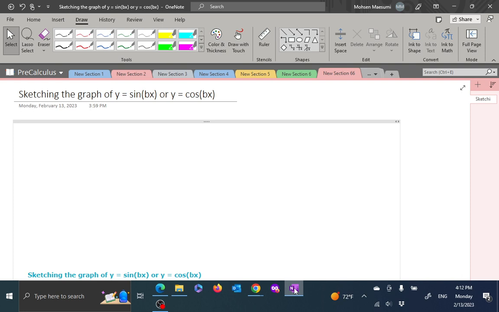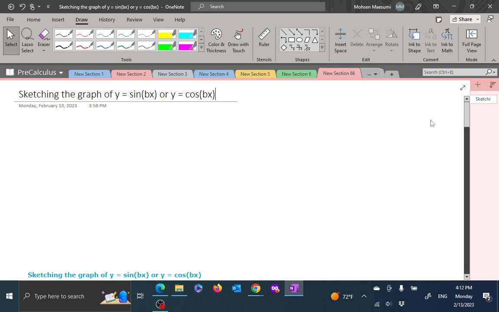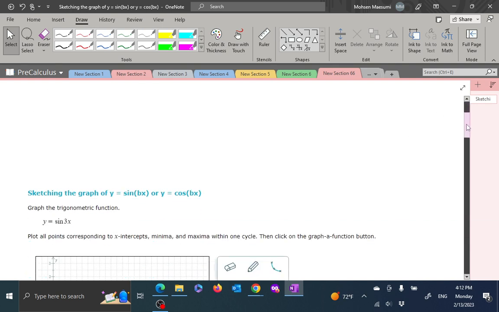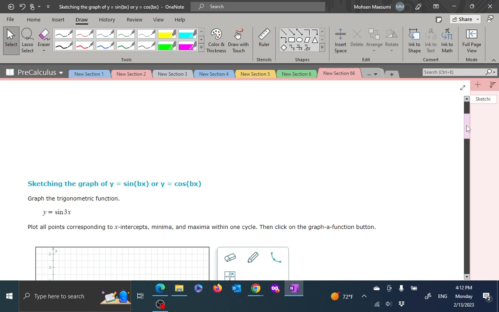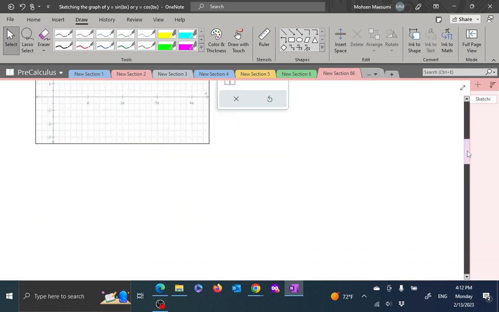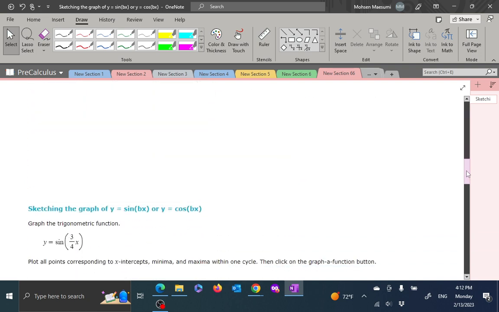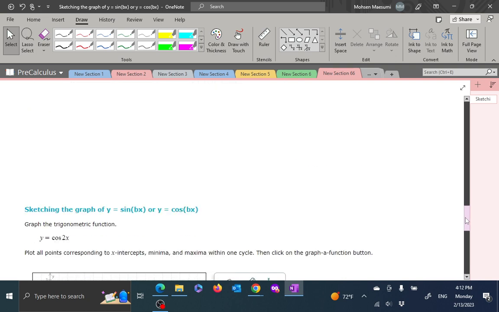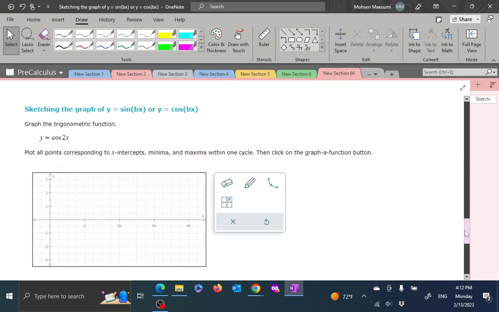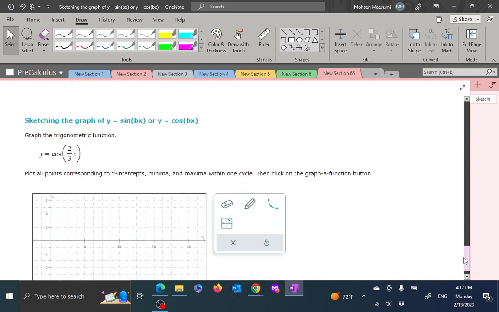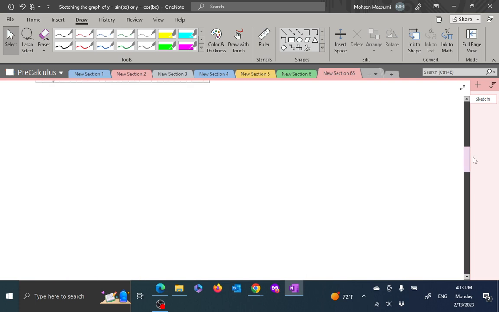We are continuing our conversation about graphing of trig functions and their transformations. Today's topic, graphing sine of b times x or cosine of b times x. Here are example problems. How do we graph sine of 3x or sine of 3/4 of x? Or cosine of 2x, or cosine of 2/3 of x, and so on.